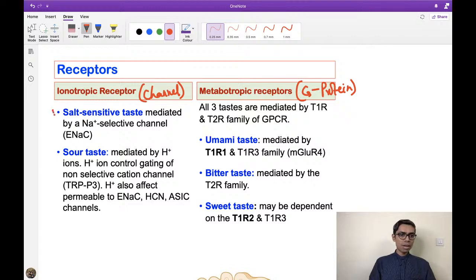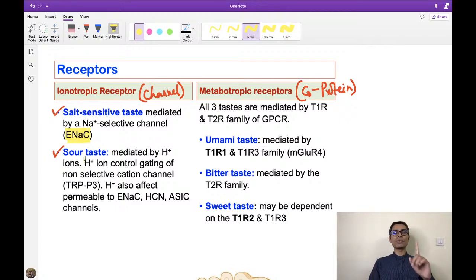Now look at salt and sour, these are ionotropic receptors. So for the salt, which ion channel is responsible? Epithelial sodium channel. Only remember this one word. Salt is the taste of NaCl. It is detected by which ion channel? Sodium channel. What is the name of that sodium channel? Epithelial sodium channel, which is also present in other parts of the epithelium surface. We have discussed this in detail in my app. So the epithelial sodium channel is responsible for the sense of salt.